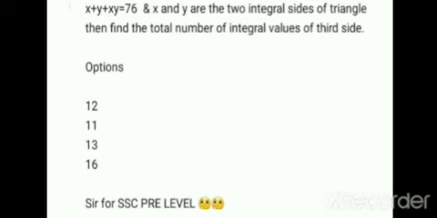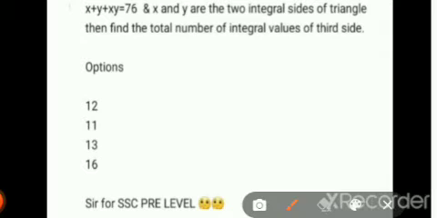These questions came in an SSC exam, and concept-wise it is a very good question, and we'll take two concepts in this question. What are the two concepts here? Let's understand the wording of this question.